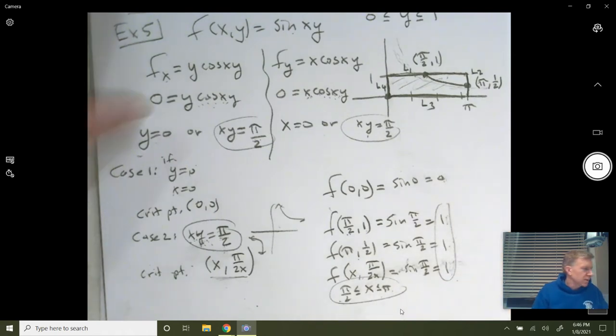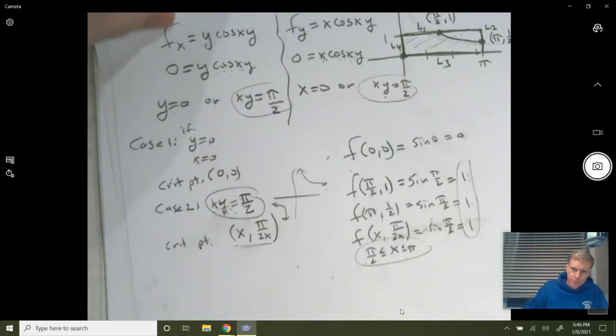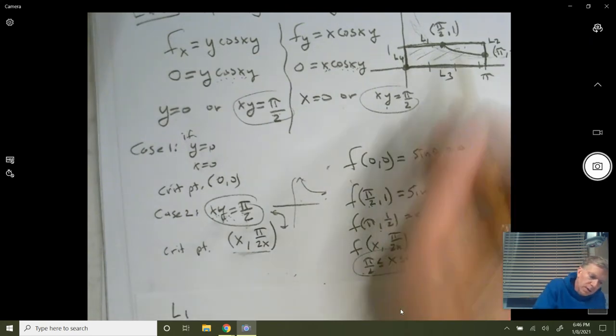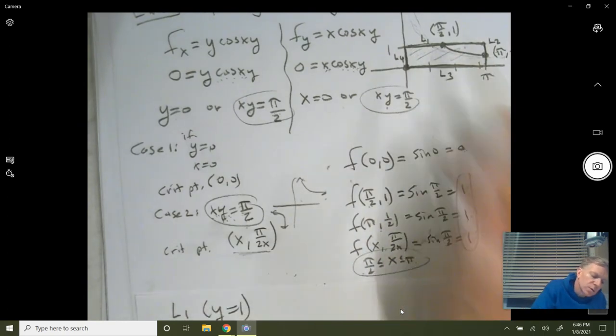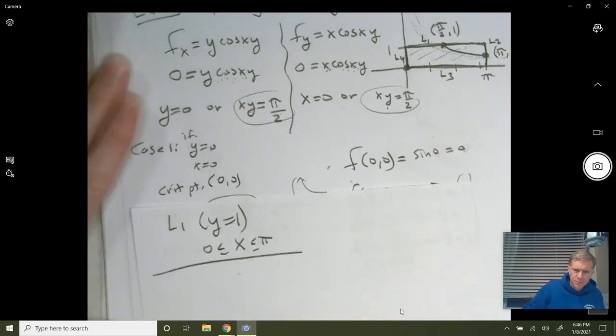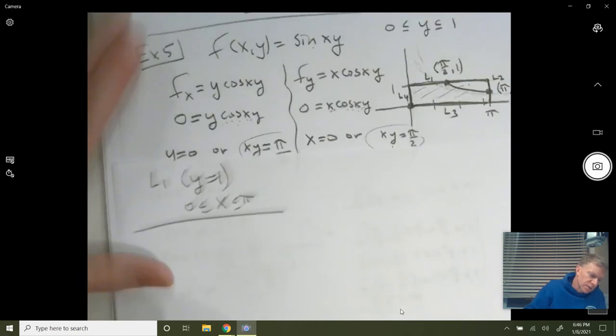Okay, so let's test along L1. Okay, so what do we know about L1? So on L1, along here, we know that our y value is always 1. And we know we're looking at this when x goes from 0 to pi. Okay, so there's L1. Okay, x goes from 0 to pi. Now let's look at our function.